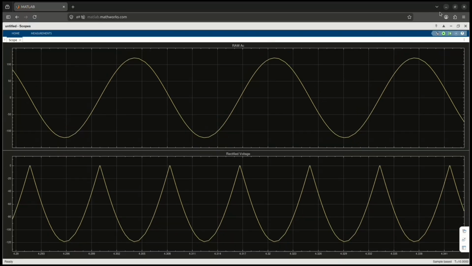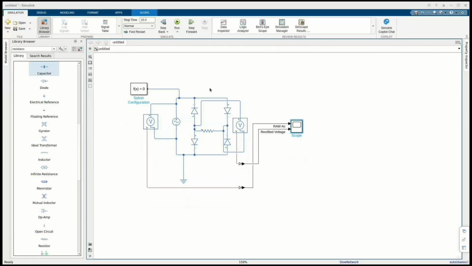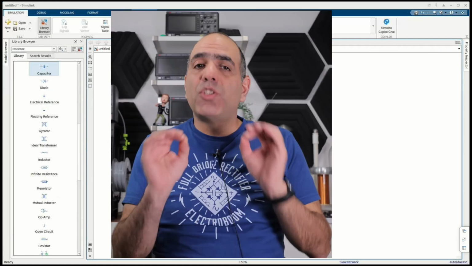So this is our full bridge rectifier. This is our full bridge rectifier as in the merchandise or the t-shirts of Electroboom.